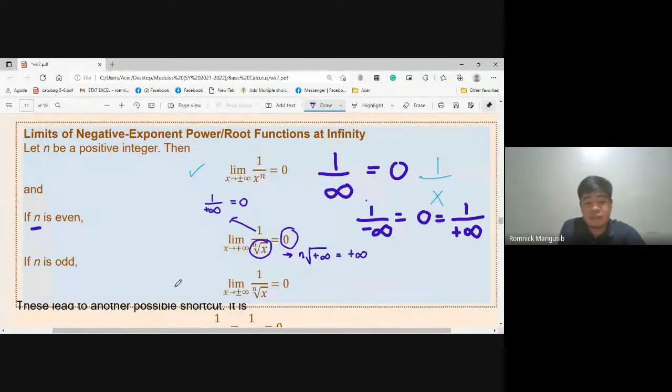And so with this, when n is odd, bakit kaya si n even? Kapag si n ay even, hanggang positive infinity lang siya, na-explain ko na yun, class. There's no such thing as nth root of negative infinity when n is even. This can never be true. Why?